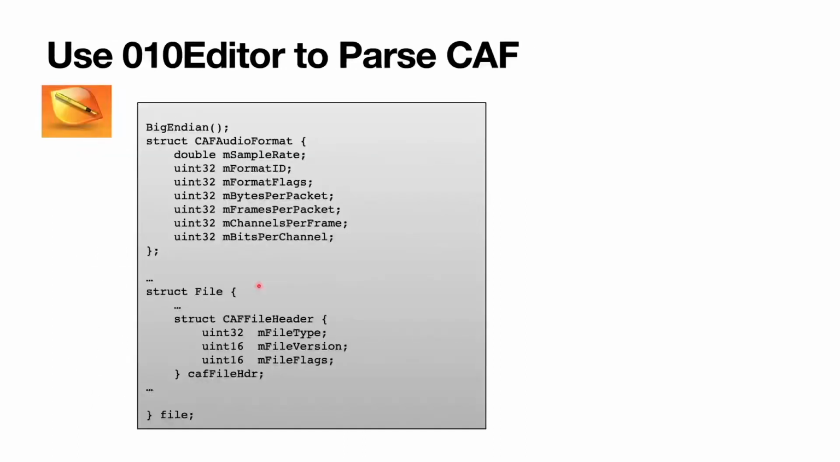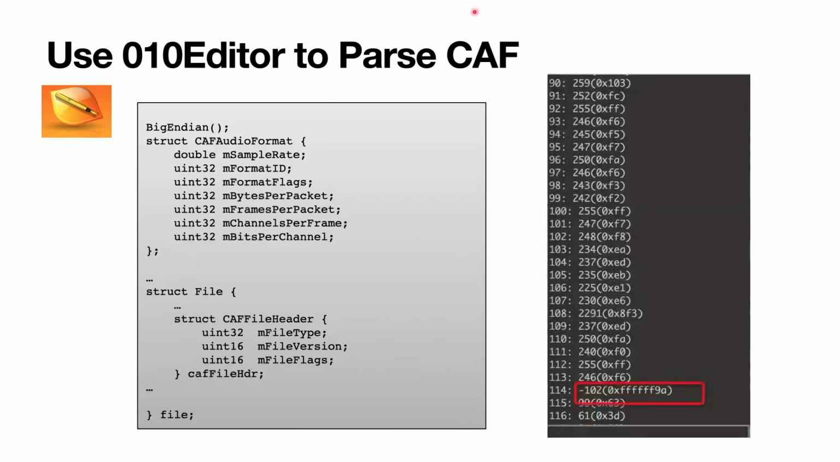In order to analyze this vulnerability, I specially wrote a 010 Editor template to parse the CAF file. This is part of the template's code. Then we analyze the CAF file that caused the crash and run it with the template file of 010 Editor. You can see the following output.